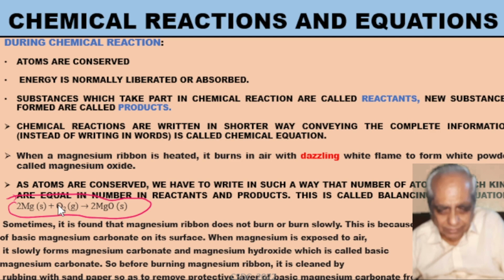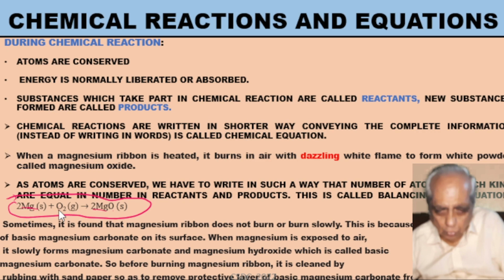But then balancing will not take place. So to balance, I have to write 2 here. Now the magnesium got 2. And here also, to get 2 magnesium, I have to write 2. So 2 magnesium here, 2 magnesium here. So magnesium atoms are balanced. Oxygen 2 here, this 2 and O 1.